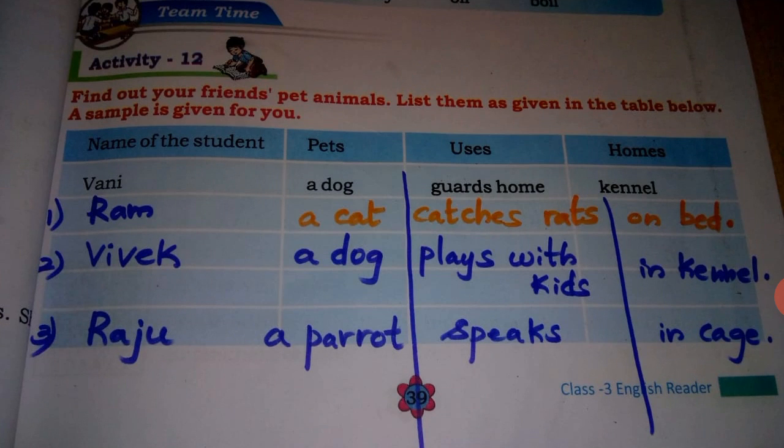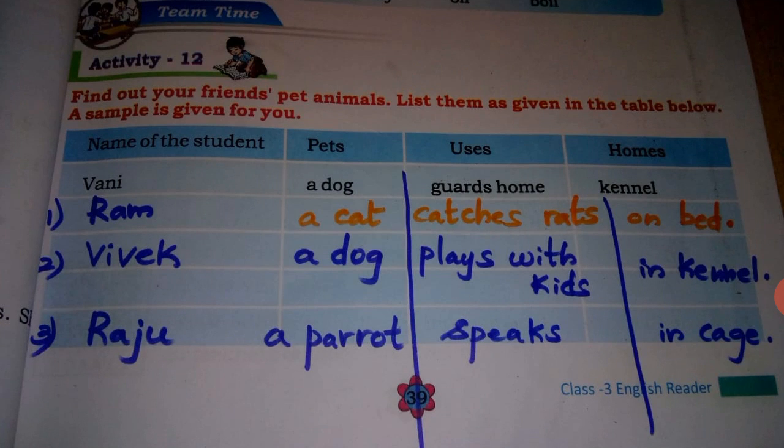So see, first one, Vani, a dog, guards home, kennel. The name of the student is Vani. She is having a dog. And what is the purpose of the dog here? It guards the home. And where does it live? What is the home of a dog called? Kennel. Next one, Ram. Ram is having a cat. What is the use of the cat? It catches rats. And what is the home? On bed. Maybe the cat at Ram's home has a small bed.